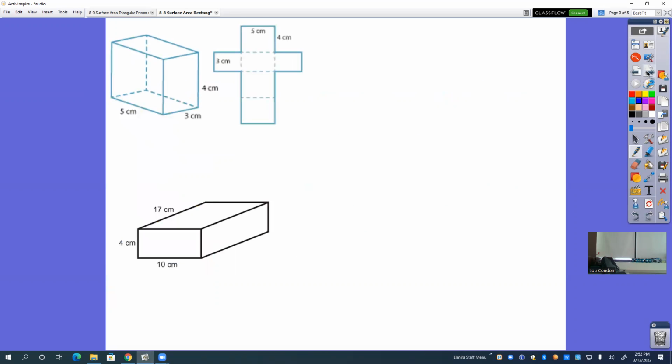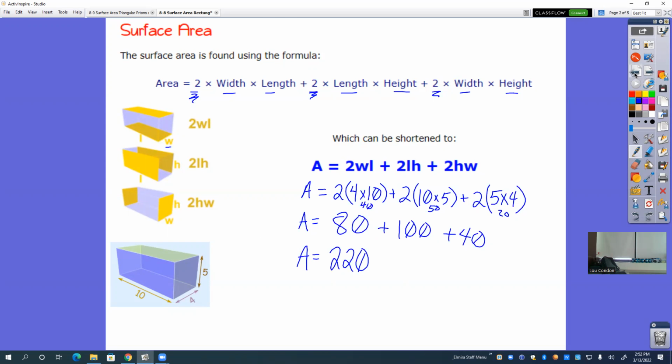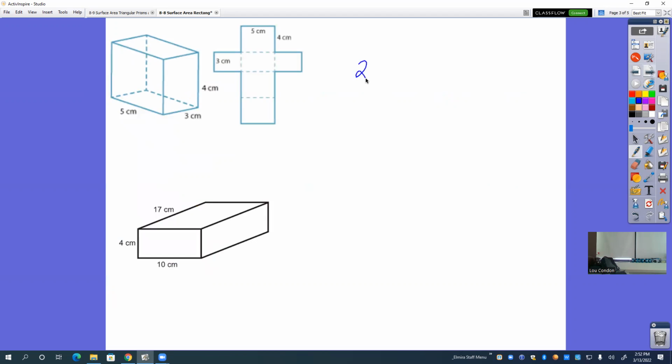All right, so let's try it again. So we have 2 times the width times the length plus 2 times the length times the height, I'm sorry, not the width, the height. Plus 2 times the height times the width. Again, that's our formula for our surface area.